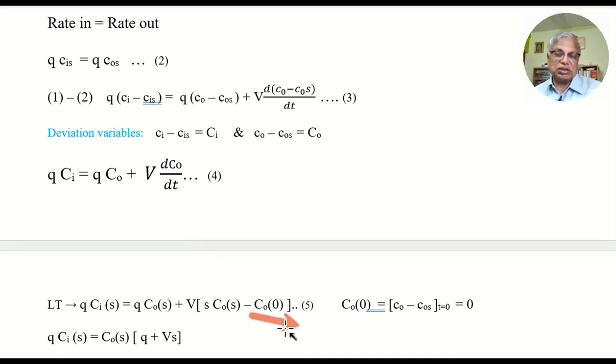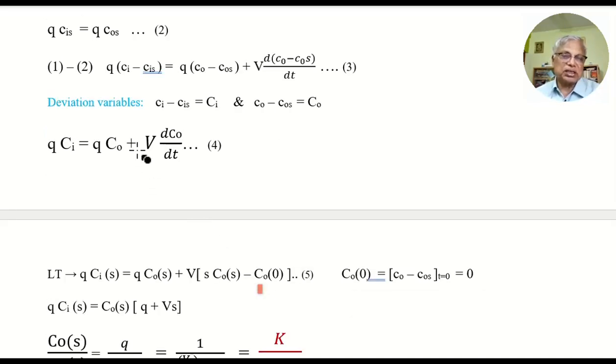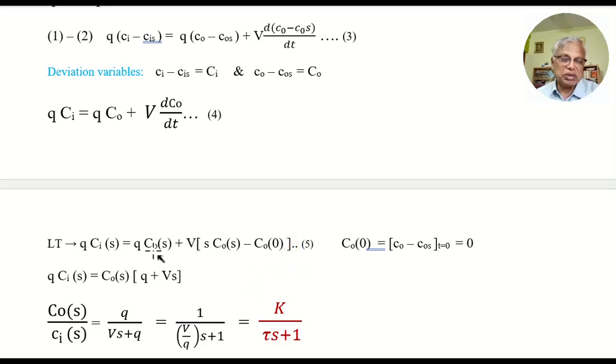So this term C0(0), the deviation variable evaluated at the initial condition, will be 0, because at t equal to 0, this is C0 minus C0s. At t equal to 0, C0 is the same as C0s. C0s is the steady state value. So at t equal to 0, the deviation variable is 0. So if you substitute that here, this term goes. The remaining terms are only this right hand side, Q only Vs.